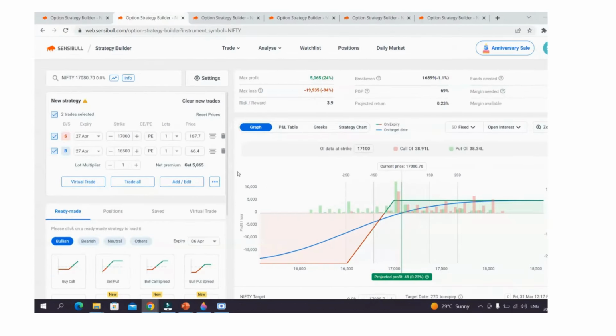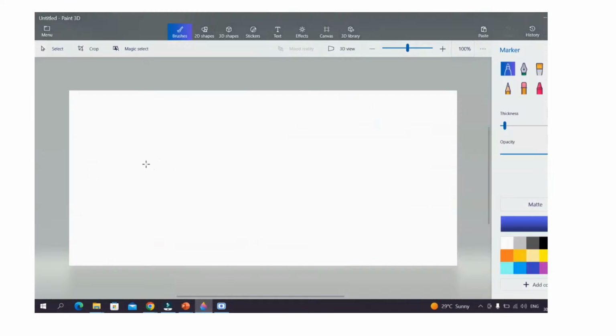Okay, next topic is credit spread. Why credit spread? With the option selling, you're taking more premium compared to what you're giving by buying the option. So you're giving less premium and you're pocketing more premium. That's why this is a credit spread. So why do we go for a credit spread, and in what scenario do we go for it?